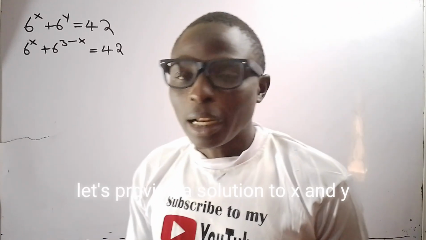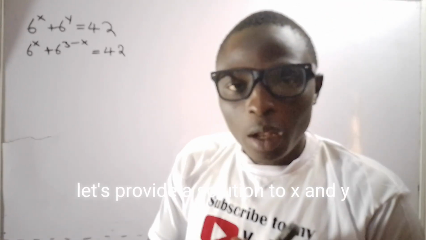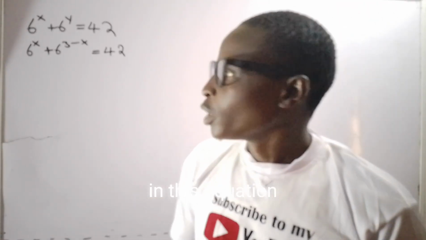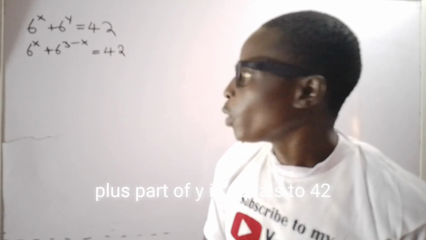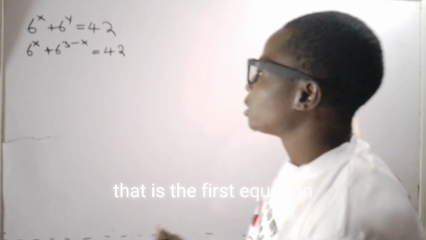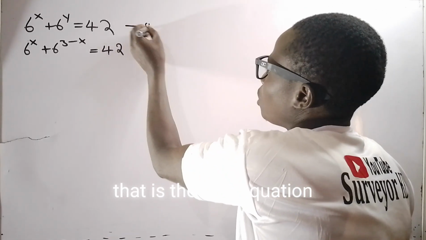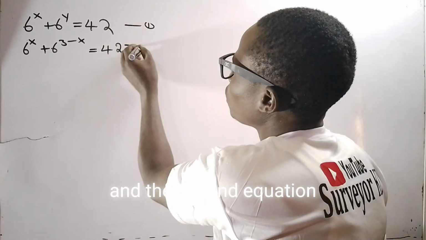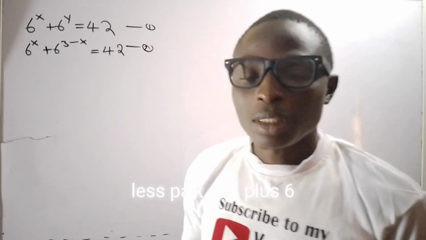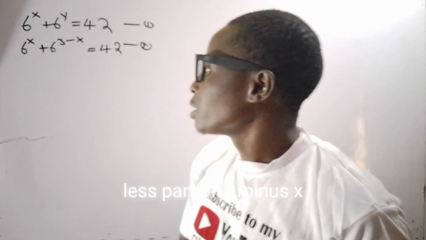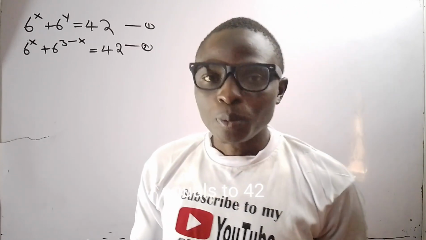So my people, let's provide a solution to x and y in this equation. The equation says 6 raised to the power of x plus 6 raised to the power of y is equal to 42. That is the first equation. And the second equation, that is equation 2, says 6 raised to the power of x plus 6 raised to the power of 3 minus x is equal to 42.